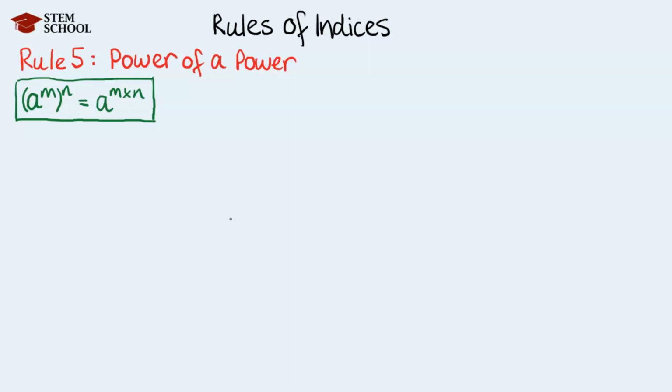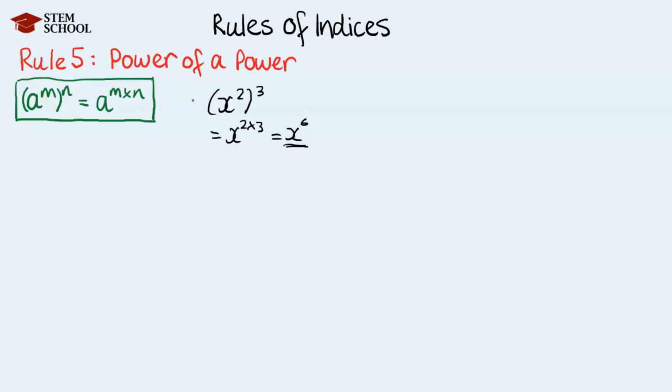So rule 5 is the power of a power rule, which is when you raise everything inside a bracket to a power. What you have to do is multiply the power inside the bracket by the power outside the bracket. So we have a to the power of m in a bracket, and you just multiply by the n, which is the power outside the bracket. So let's do an example. We've got x squared in brackets, and you're raising everything in the brackets to the power of 3. So what you have to do is x to the power of 2 multiplied by 3, and that will just be x to the power of 6.